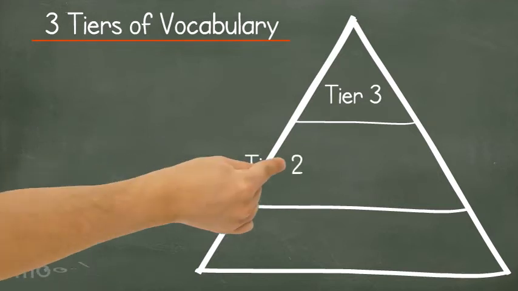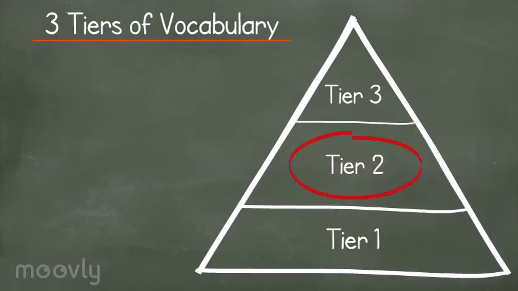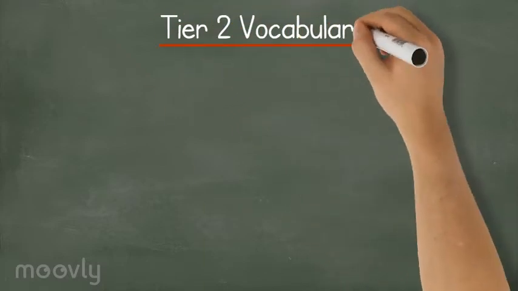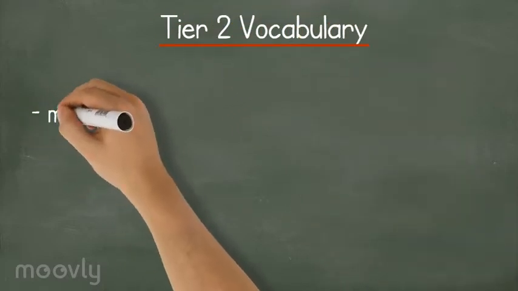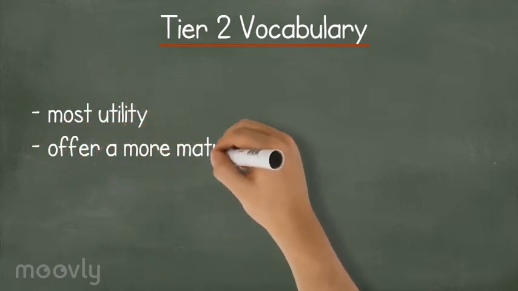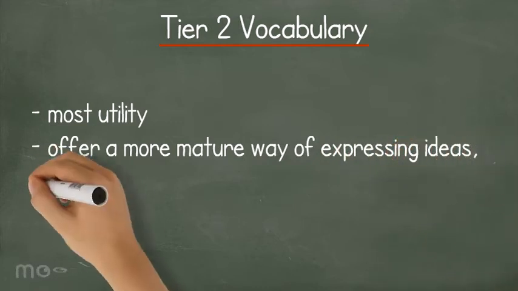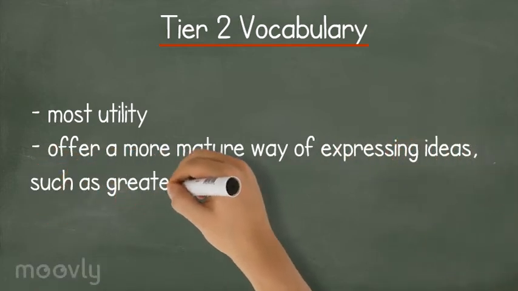So what tier is best to explicitly teach in the classroom? Tier 2. Tier 2 words seem to have the most utility due to the fact that they can be applied to a variety of classroom activities and curriculums. Tier 2 words also offer students a more mature way of expressing ideas they already know about.